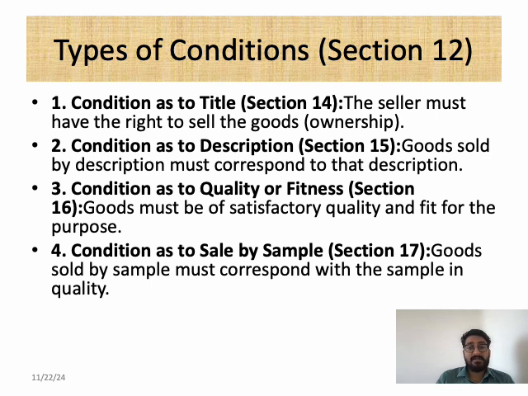Again, the condition as to quality or fitness: section 16 talks about goods being of satisfactory quality and fit for the purpose. And the fourth condition is as to sale by sample. Goods sold by sample must correspond with the sample. The reason being, we have already discussed that if a seller gives a sample of the product and promises the buyer that the original product delivered will be in similar condition to the sample, it must comply with that sample, otherwise the whole condition would be vitiated.